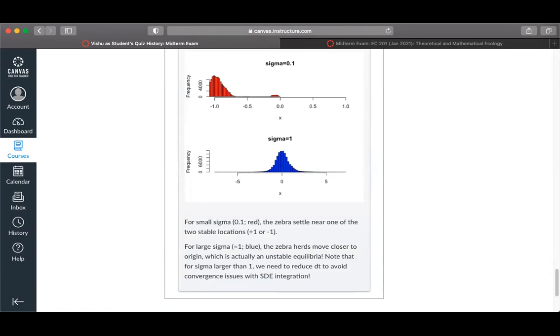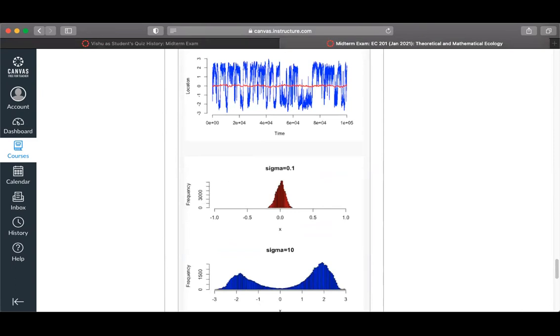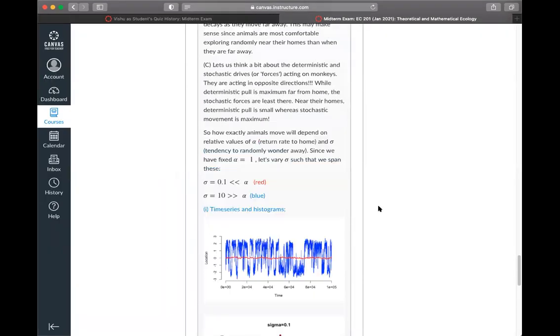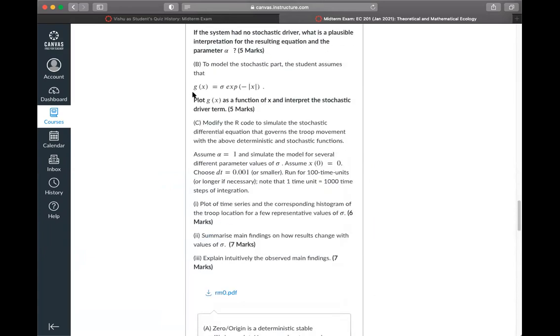Sir, in the previous version of this question, we used eta of t as exponential minus mod x, right? Why didn't we use the bell curve? Is there any reason? You could have used it. The location of the modes will change, but I think the results will be the same.